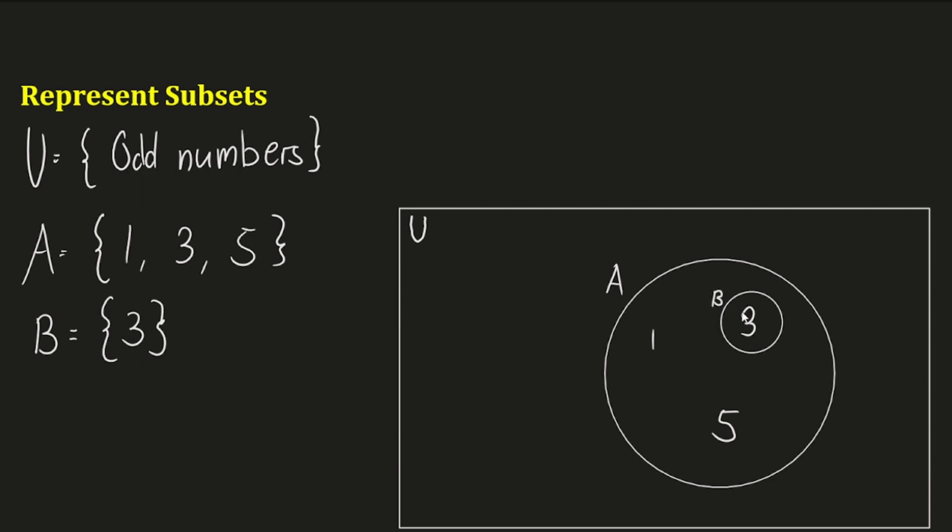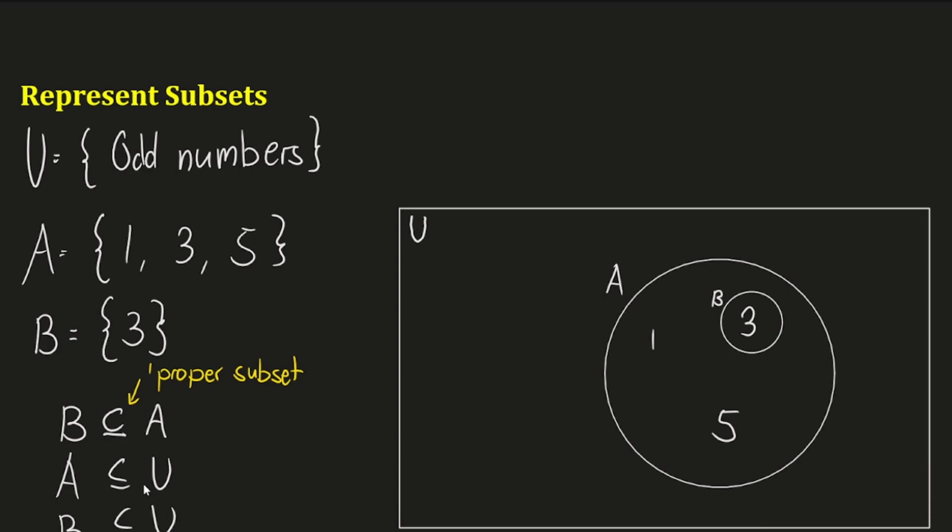Every single element of B is in A, and you denote that with B is a proper subset of A. This symbol right here says a proper subset, meaning everything in B, so we have 3, is in A, which is correct. Take note, every single set that we have, set A and set B, is a proper subset of our universal set. A is a proper subset of our universal set. Of course, B is one also. So that is how you represent subsets.